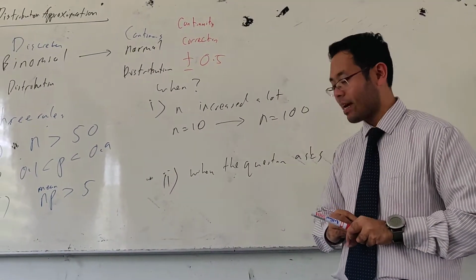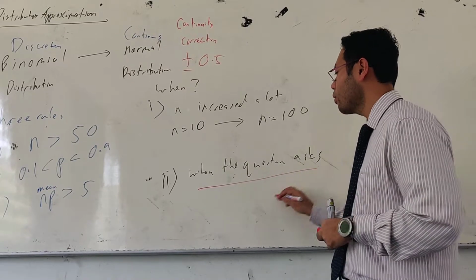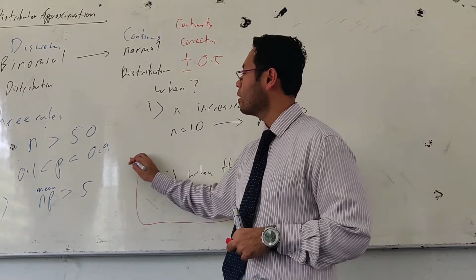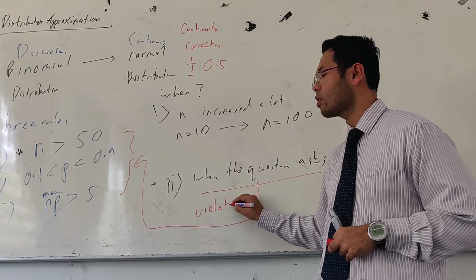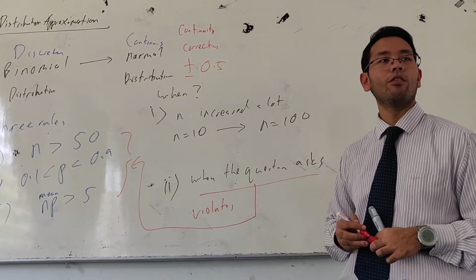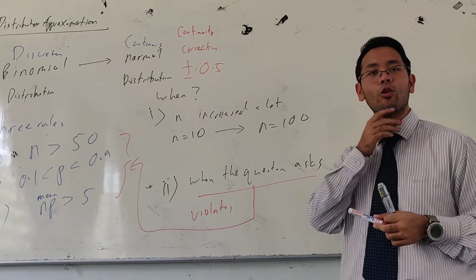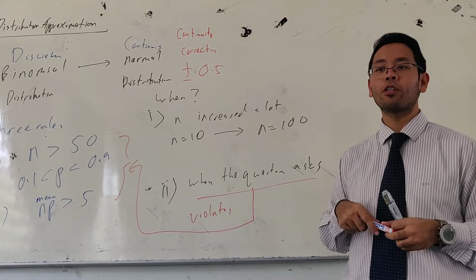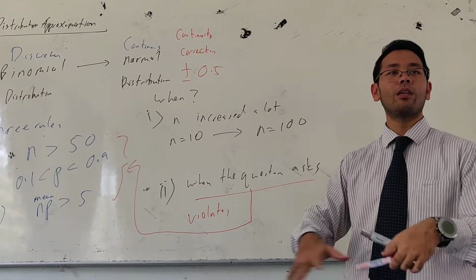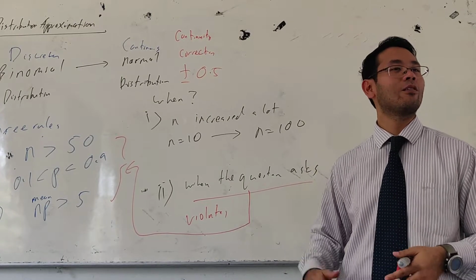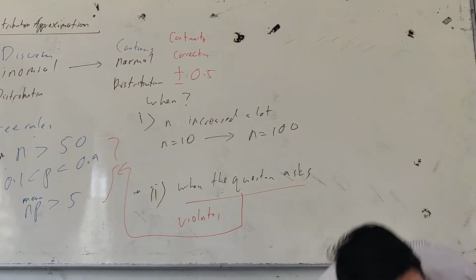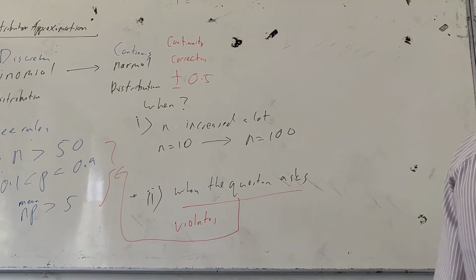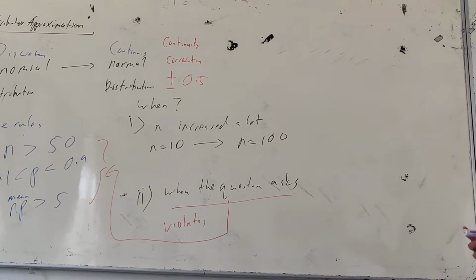But sometimes when the question asks you to do it, it kind of violates these rules. It kind of breaks the rules. At that moment, if you are in an exam, if you see such a question, you don't argue much, you just use normal approximation. Don't try to argue, hey, will this work, why won't it work, and then you miss your marks. Alright? I'm going to show you one example, which we will come back to later.